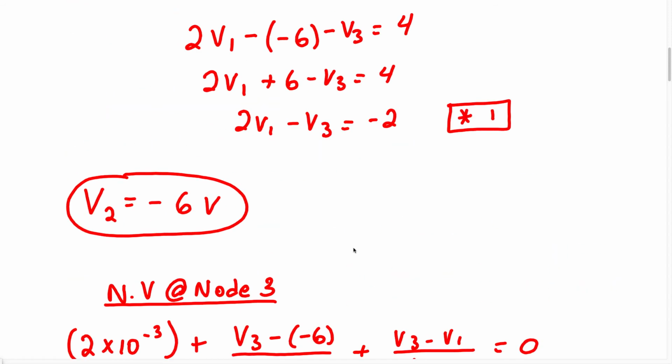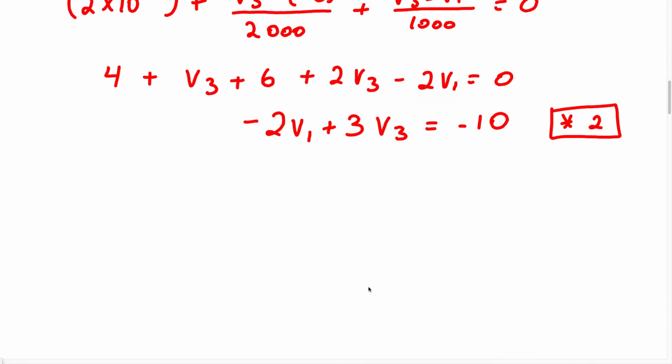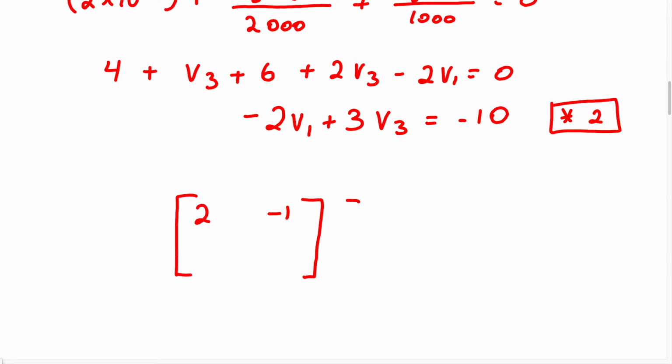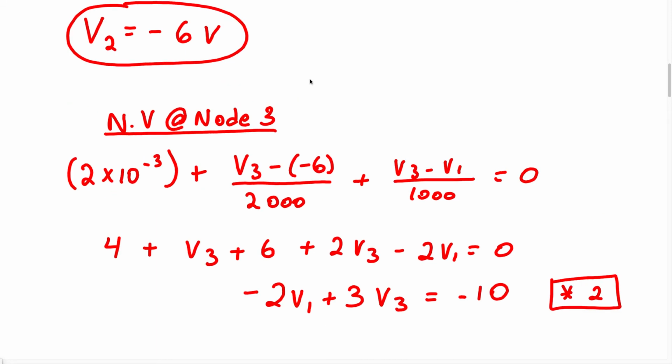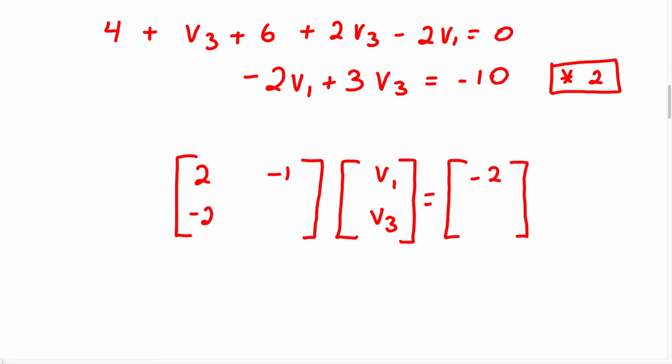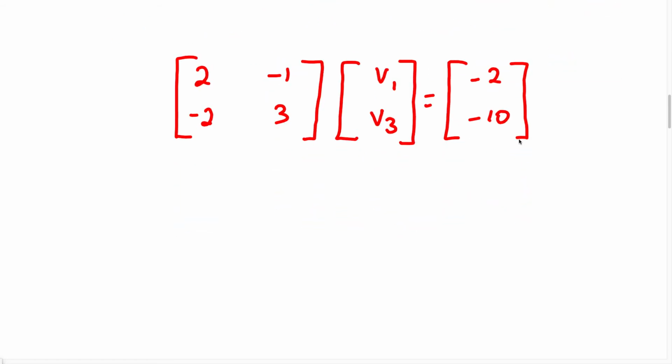We have two equations and two unknowns, and we have the same exact unknowns, so we can just use matrix multiplication, right? Now for the first term, I have 2V1 minus V3, so I have 2 minus 1. We know the unknowns are going to be V1 and V3 equals, that's going to be negative 2 for the first equation. Now for our second equation, we have negative 2V1 and we have positive 3V3, and that equals negative 10. So using our calculators, we're going to take the inverse of matrix A and multiply it by B. When we do that, we're going to get V1 equals negative 4 volts and V2 equals negative 6 volts.